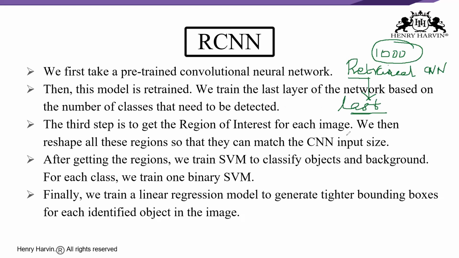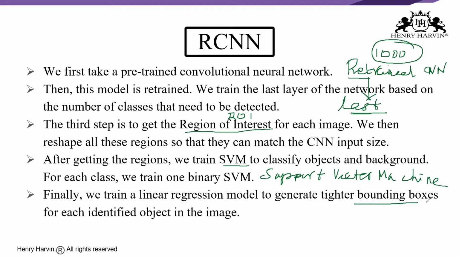What is the next step? The next step is the region of interest, that means ROI. Then we have to reshape it so it can match the input size. Getting this, we train a support vector machine classifier to classify the objects and the background. Finally, we can train a linear regression model to generate tighter bounding boxes for each identified object in the image. I hope it is clear.